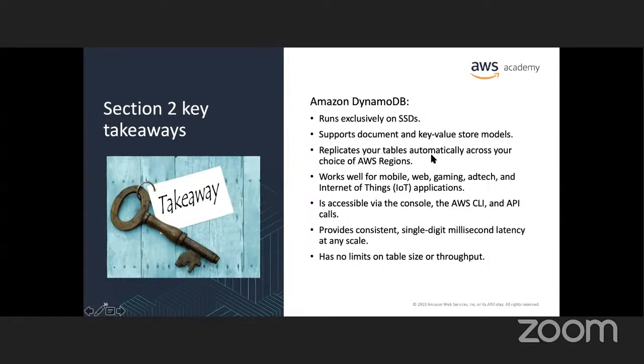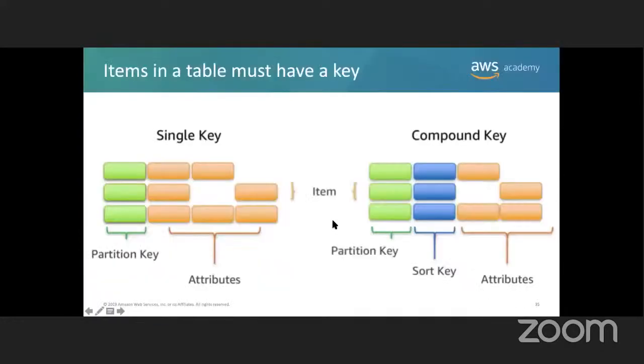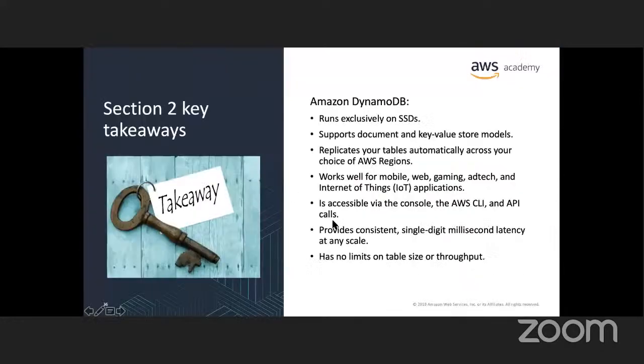It replicates your table automatically across your choice of AWS regions. We just did that. It works well for mobile, web, gaming, ad tech, and Internet of Things, IoT applications. It's accessible via the console, the AWS CLI, and the API calls. It provides consistent single-digit millisecond latency at any scale, and has no limits on table size or throughput.